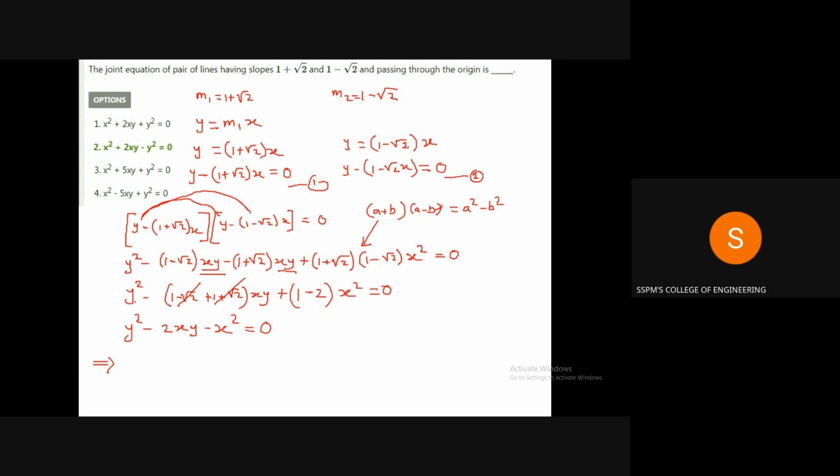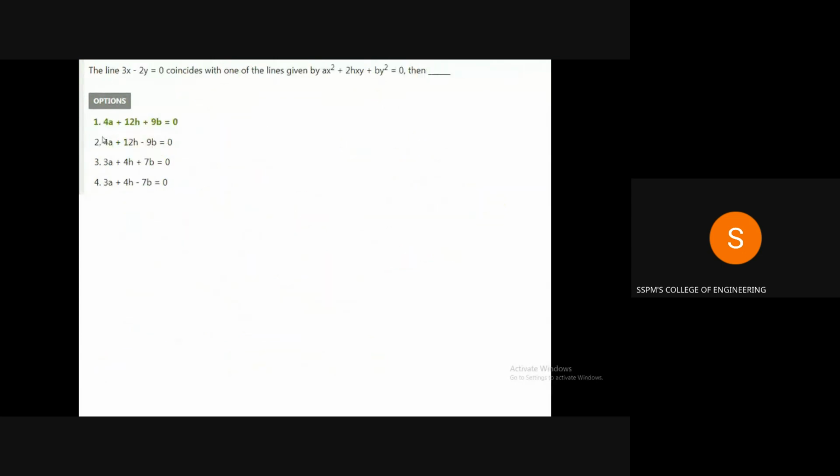Okay, so if you see the options, you don't see this in the options, right. Then how to write it? Take all the terms from the left hand side to the right hand side. What will you get? So minus x square will become x square, minus 2xy will become plus 2xy, and this y square will become minus y square, and on the left hand side 0 will remain. So which is the correct option now? This is x square plus 2xy minus y square. Okay. Okay, see the next question now.